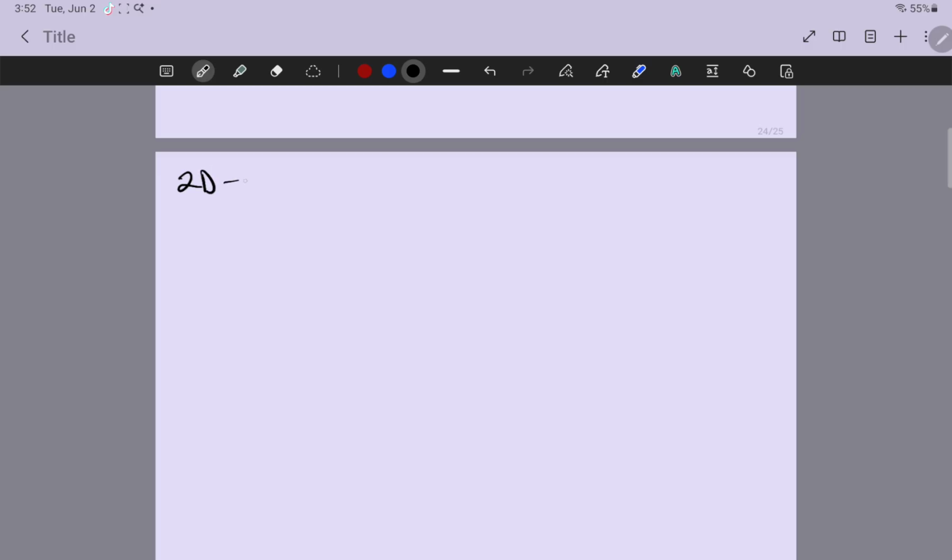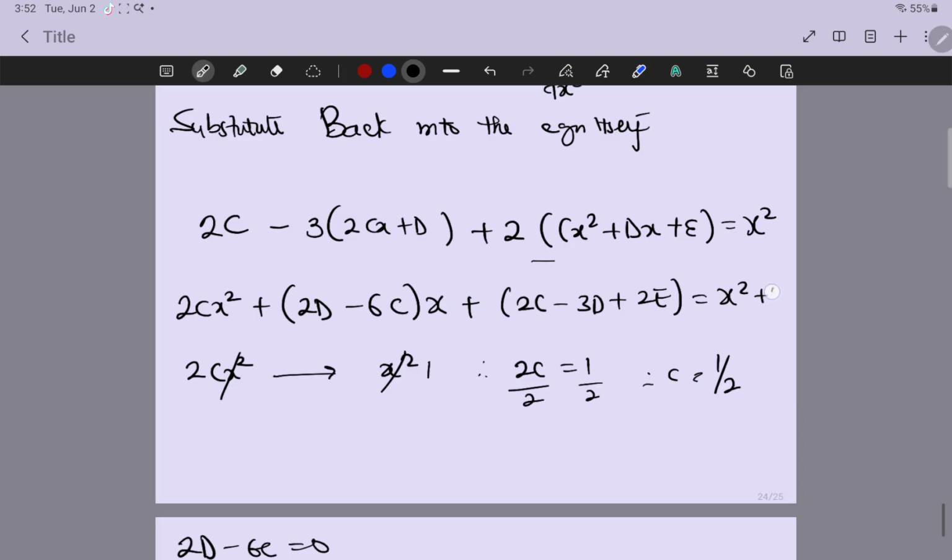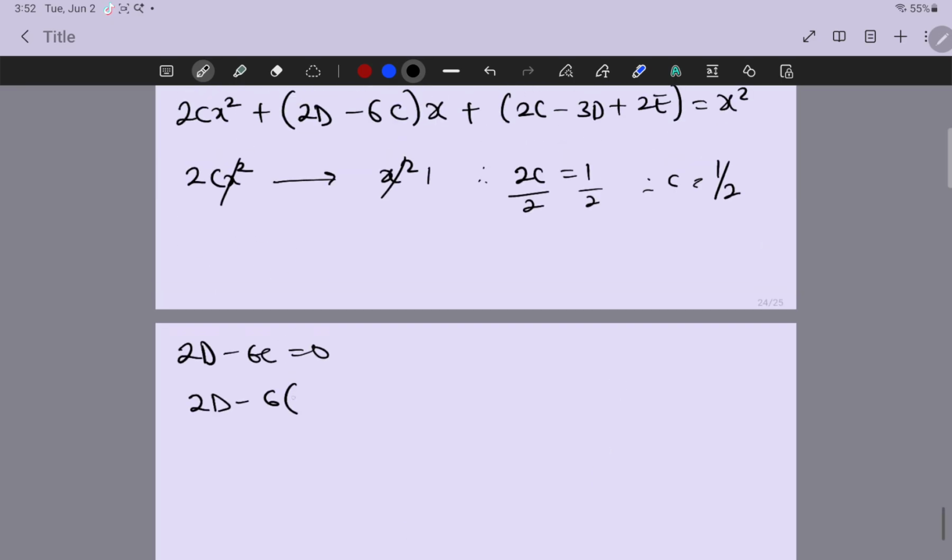Next we have 2d minus 6c is equal to 0. How did I get 0? Because after x squared here, this place is 0, or you can say 0x. So I'm comparing it to that part there. Do you understand? So 2d minus 6 into brackets, remember your c is 1 over 2, is equal to 0. So 2d, 2 here 1, 2 here 3, okay, minus 3 is equal to 0. 2d is equal to 3. And then your d is 3 over 2.